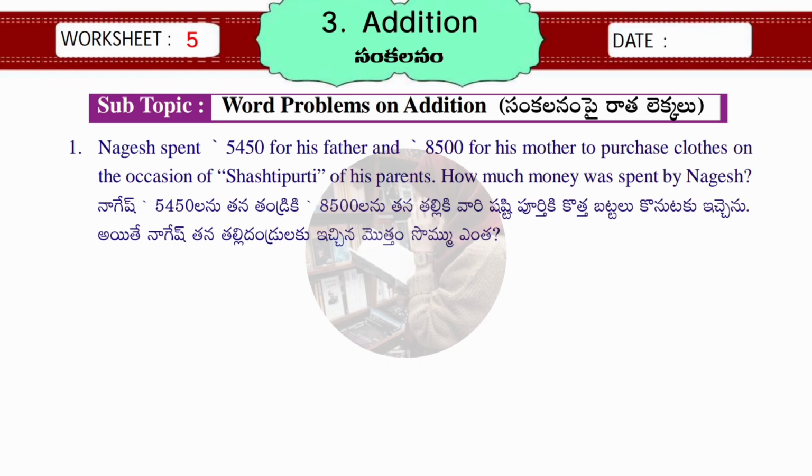Okay, here the subtopic is word problems and addition. Here also some problems are given. Let's see. First one is: Nagesh spent 5450 for his father and 8500 for his mother to purchase clothes on the occasion of Shastiputri of his parents. How much money was spent by Nagesh? Okay, write down the answer.